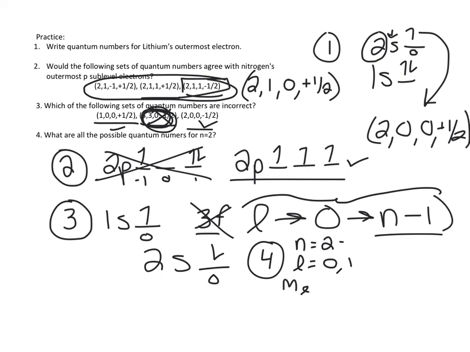Now my m sub L, the way I do that is I look at my highest L value, and then I do that negative L to L range. So negative 1, 0, and 1. And then my m sub s is always the same two quantities, so it's positive 1/2 or negative 1/2.